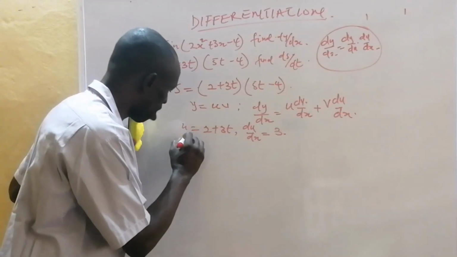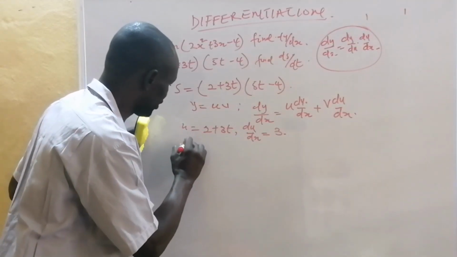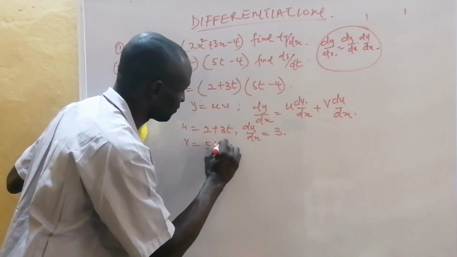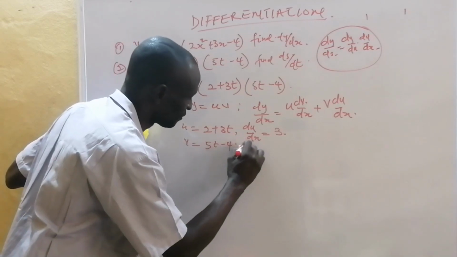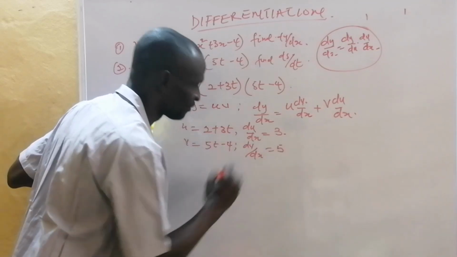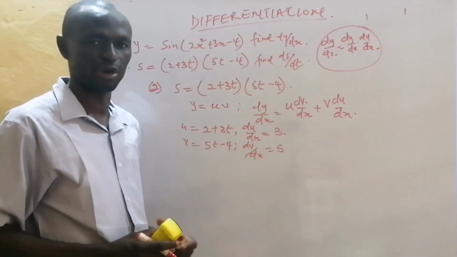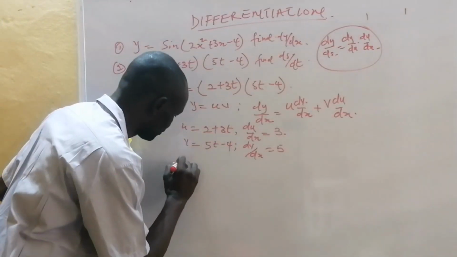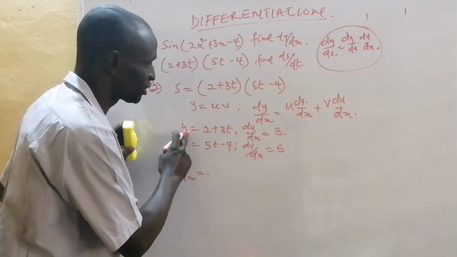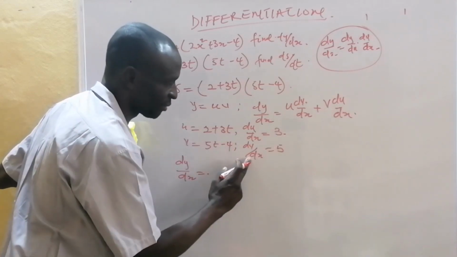Now let v also equal this. My v is equal to 5t minus 4. My dv/dt will equal to what? 5. Now I can begin to substitute each and every one of these in this formula. So that dy/dx equals, substitute for u, substitute for v, substitute for du, and also substitute for dv.